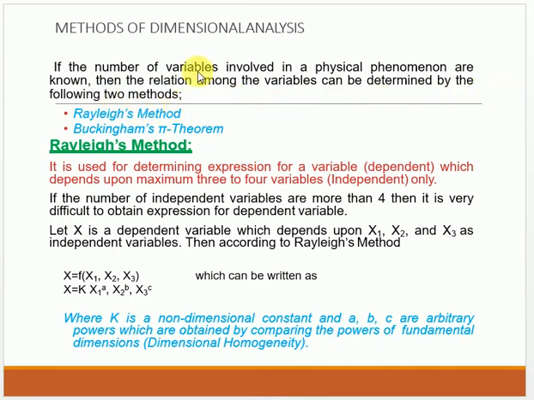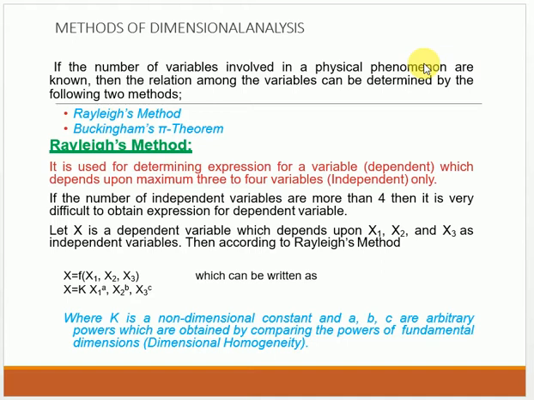So it means the number of variables involved in a physical phenomenon. Any physical phenomenon, in the sense of any statement, if the variables are known, then by relating these variables we are able to derive an expression. We have two different methods used to derive an expression: one is Rayleigh's method, and the other is Buckingham's pi theorem.